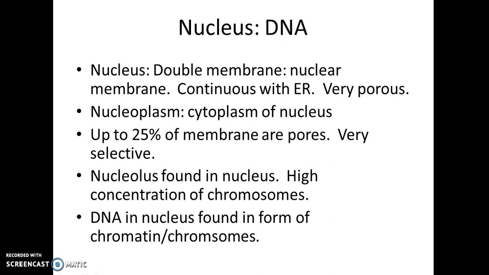The nucleoplasm is the cytoplasm of the nucleus. Now, inside that we find chromosomes in the form of chromatin. The nucleolus is also found in the nucleus, but it's a high concentration of chromosomal loops. All those chromosomal loops get together, make a darker section, and that's what we call the nucleolus. The DNA is found in the form of chromatin, like I said before, in the chromosomes.